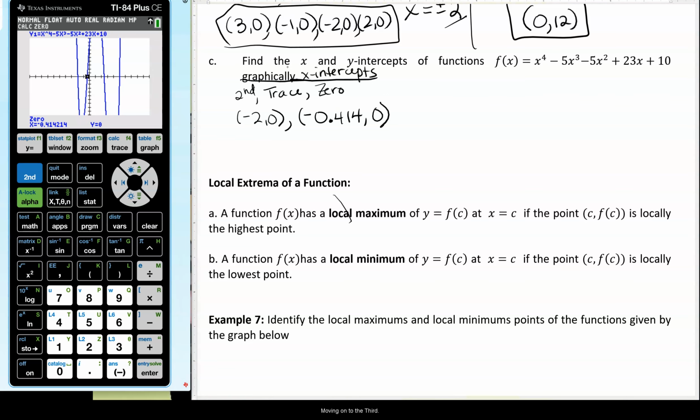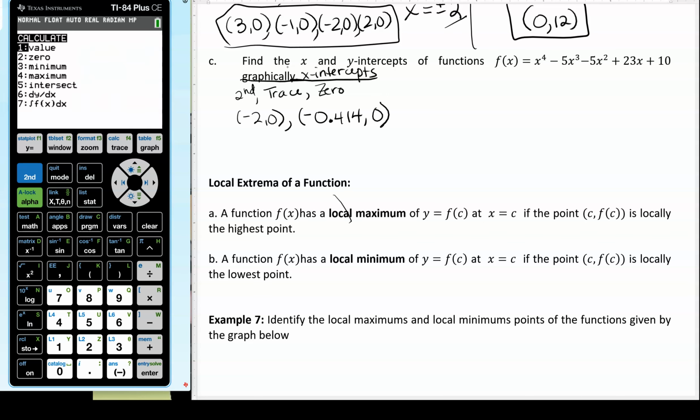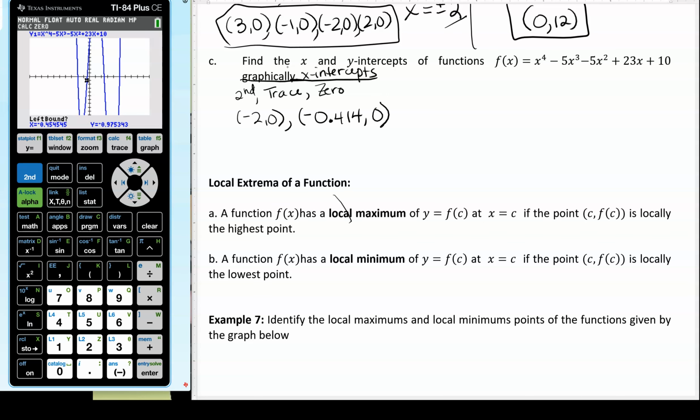Moving on to the third intercept, second trace zero. This time the left intercept is above the x-axis. Notice I'm just hitting the left button. I know it took a while for Mr. Spider to appear, but there he is. The left intercept is above the x-axis. The right intercept is below it, and I'm going to hit guess, and I'm going to get 2.4140 as my third x-intercept.